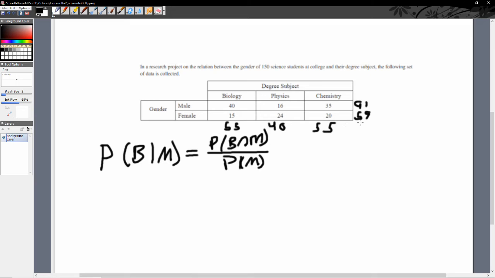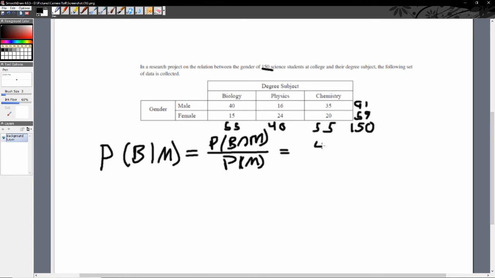This means that the table total is going to come out, as it says up here, to 150. If you add it this way or this way, it should both times come out to 150. So, knowing this, we can very easily go about answering this problem. The probability of biology and male is 40 out of the total 150.